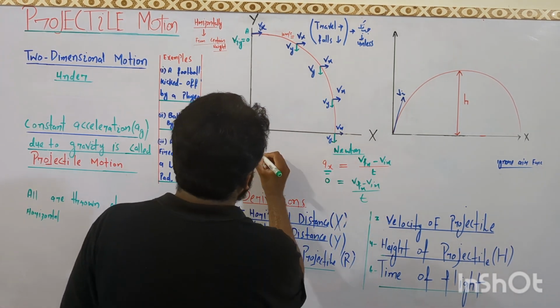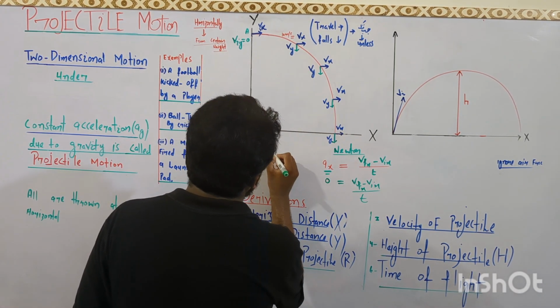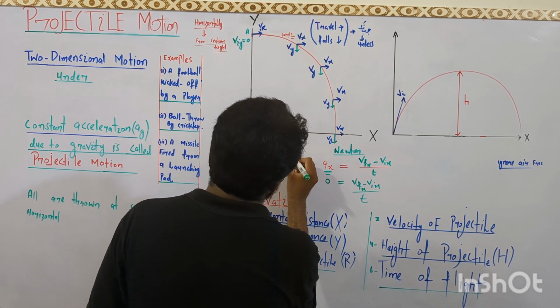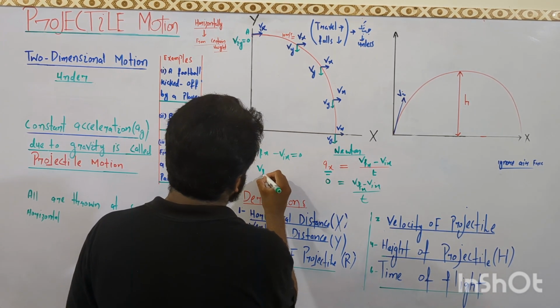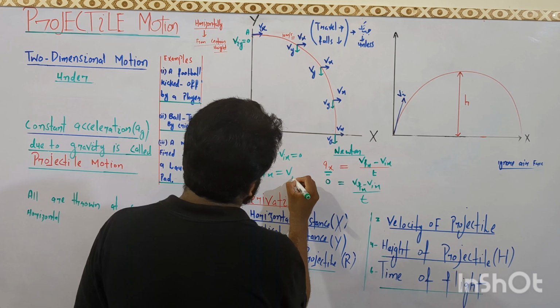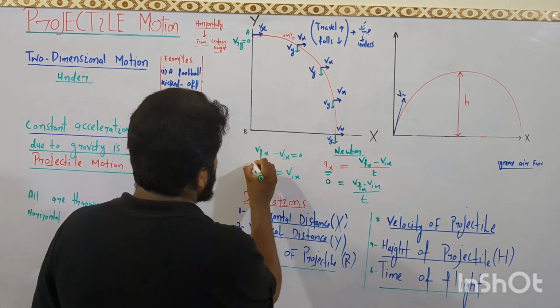So what? Vfx minus Vix is equal to 0. t multiplied by 0 is 0. Vfx is equal to Vix. What an important result. What does it tell us?